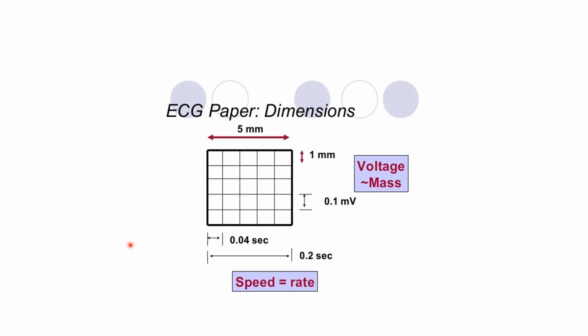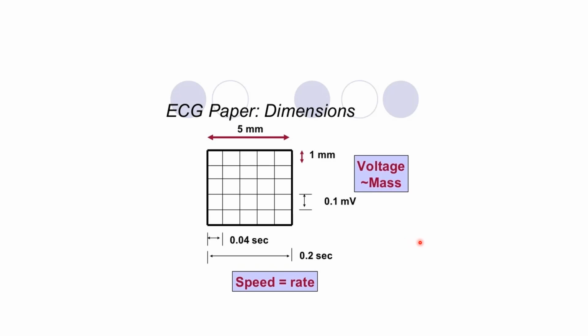So in ECG paper we will see small squares. We can see this big square and it has 5 small squares in it. Each small square is equal to 0.04 seconds, and if we count it, these are 5 in this square. So if we multiply it by 5, we will get 0.2 seconds.